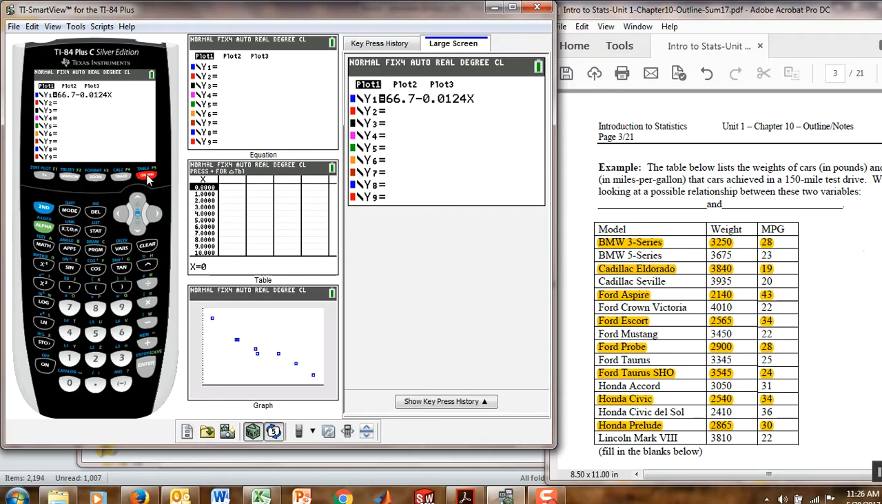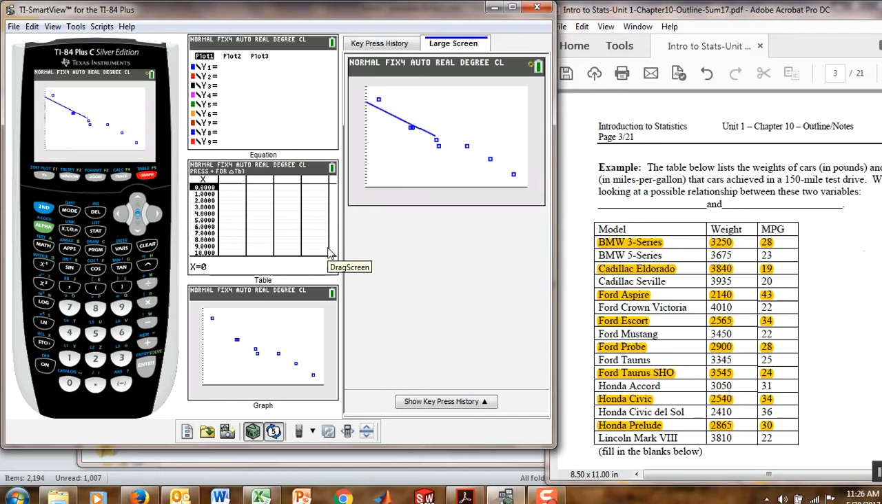If we go ahead and hit graph, it's going to draw a line, and there's the line, and you can say those points are all pretty close to the line. We can use this line to predict values. If we know weights, we can predict miles per gallon, and that's what we use regression for, is prediction.